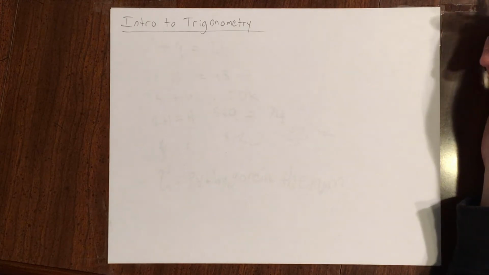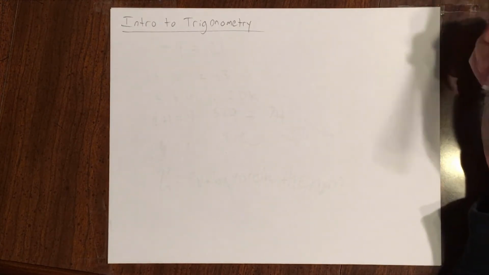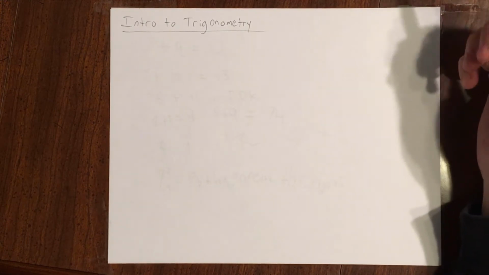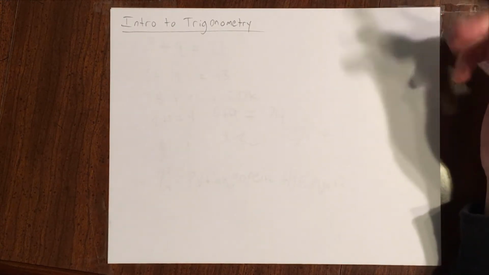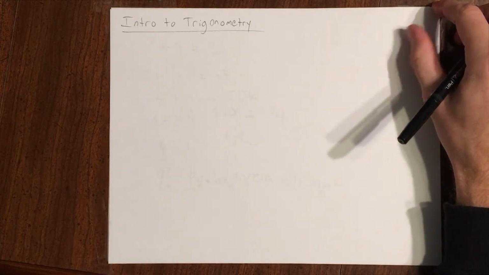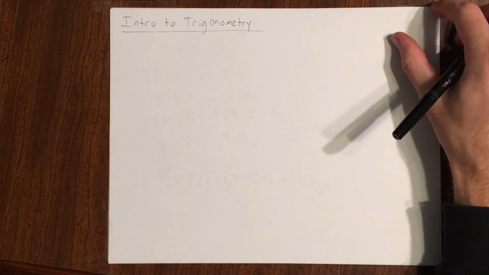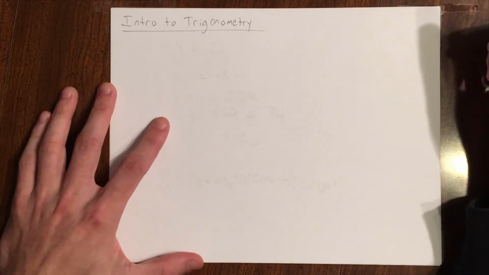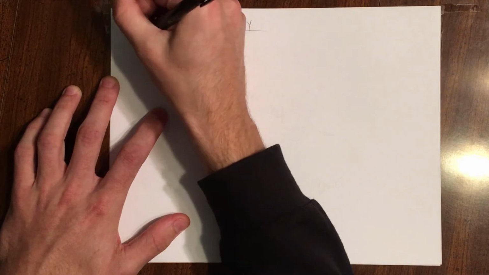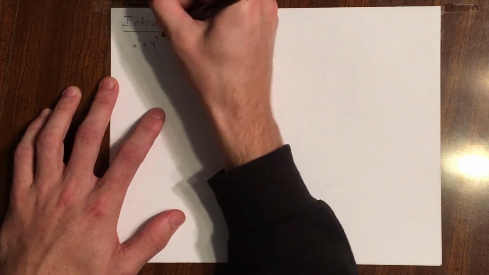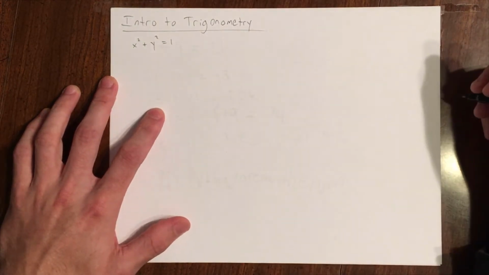Right, so trigonometry. Well, what is it? It is going to be a study of angles, and how they relate to triangles, or the angles of triangles. So what we're first going to do is think about a special type of circle. And if we were to graph it, this circle is going to be represented by this equation here: x squared plus y squared is equal to 1.